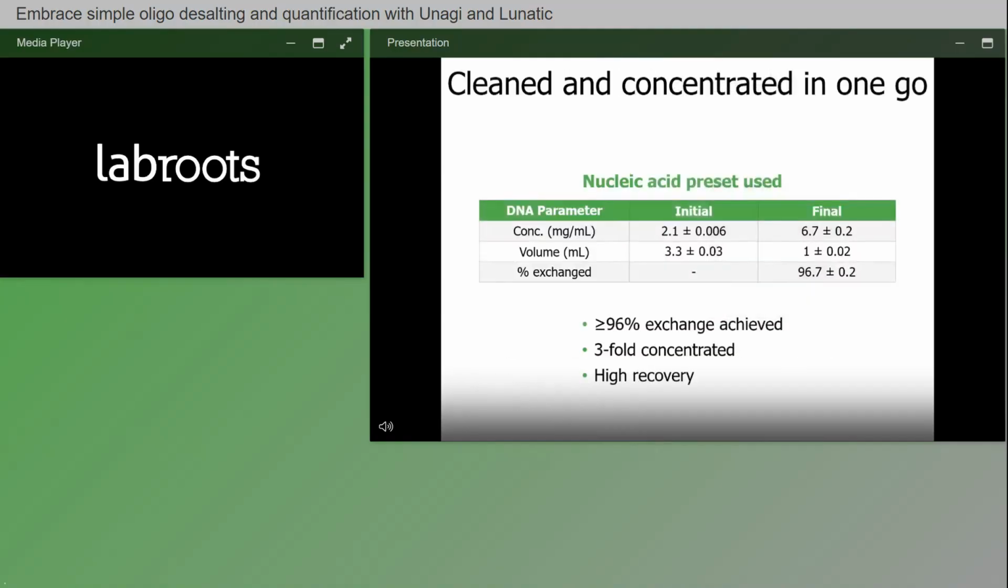After running that sample on Unagi, we know our sample is cleaned up and concentrated in one go. In this case, we're using the nucleic acid preset, where I showed the parameters for that on an earlier slide. But the DNA parameters, what we've seen in our sample, we start with our concentration around 2.1 mg per mil. We are achieving our threefold concentration between our initial and final sample. If we're measuring the volume that we input into Unagi and the volume that we're getting out after that concentration run, we are also seeing that volume reduction that corresponds to that threefold concentration step. And then our recovery and percent exchange is greater than 96%, so we're being very efficient with our sample at the same time. So we've achieved our concentration we want, and we've not lost sample unnecessarily.